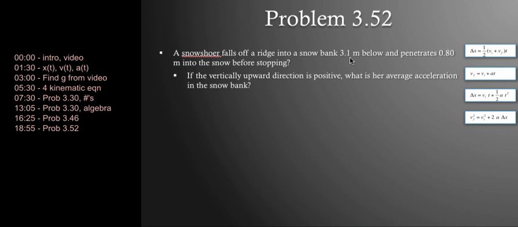Here we have a snowshoer falling off a snowbank below and then penetrating into the snowbank this 0.8 meters before coming to a stop. So let's draw this out real quick. So we have some snowbank, that's 3.1 meters. The snowshoer is up here. Then she's going to fall down. So this is the direction of her velocity. And the acceleration is going this way. She starts off with 0 velocity and ends up with a velocity going in this down direction. Then she hits the snowbank.